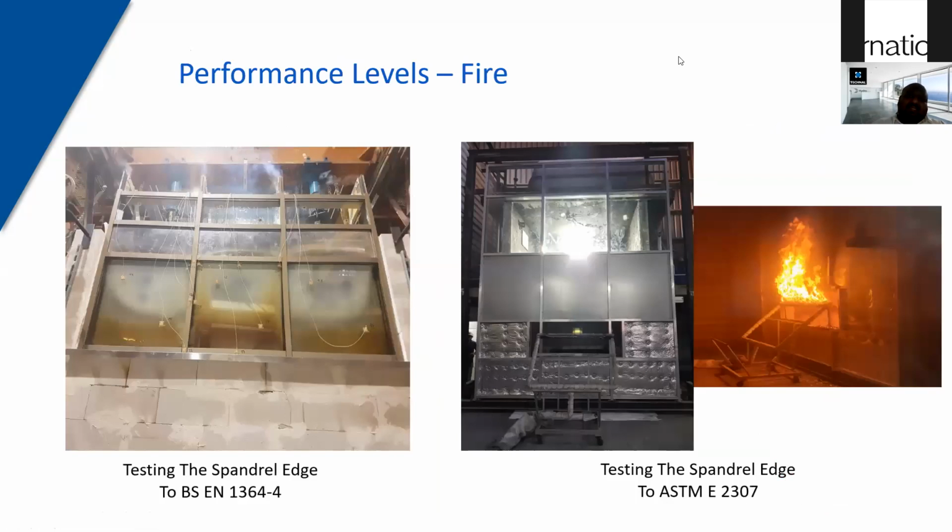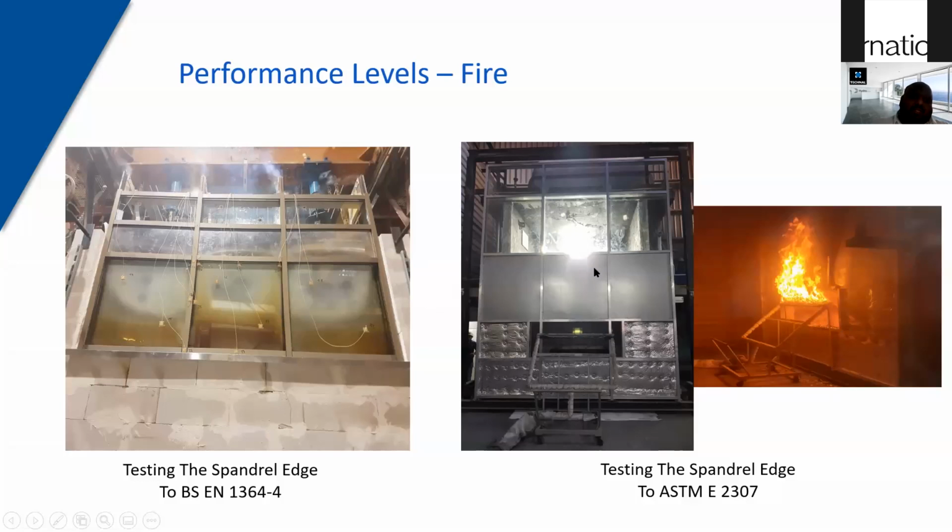To test this, we have two standards. You have the EN 1364 standard, which you see on the left, and then we have the American standard, ASTM E2307. In both cases, we are testing the performance of the curtain wall system and the spandrel to ensure that there's no fire spreading from floor to floor. So this is a very important test.